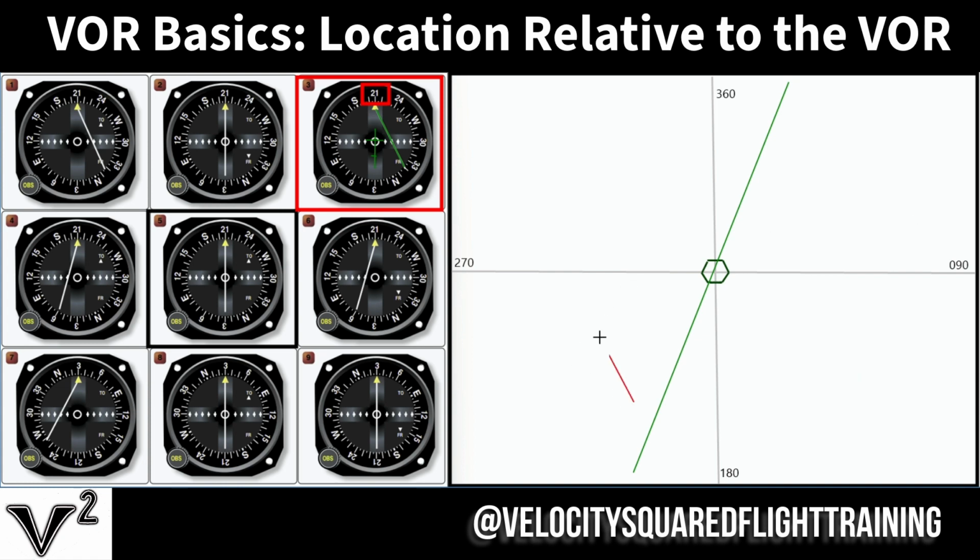We can go ahead and take this other side over here and we can say we're not on this side, okay? Anywhere on this side of this green line, none of this. We're not anywhere over here, okay? So now we're over here. So the next step is to look at the to-from indicator, okay?